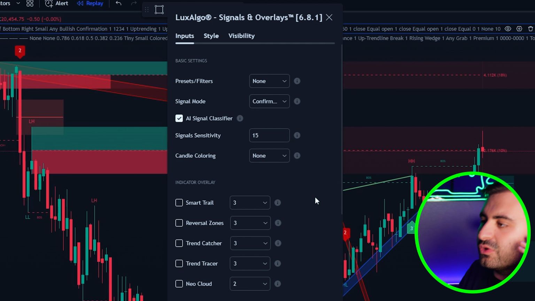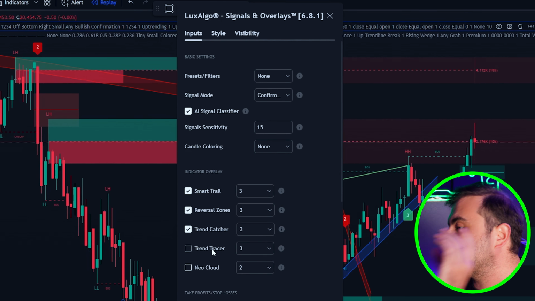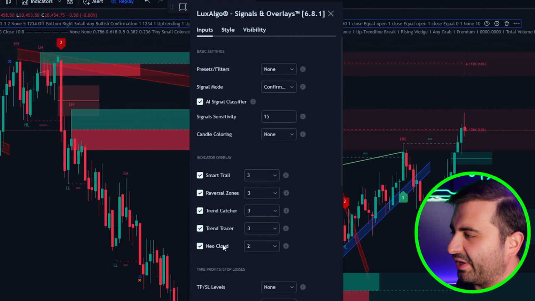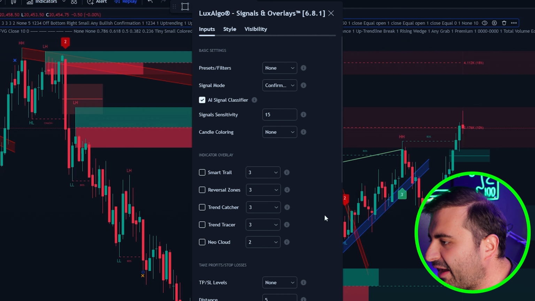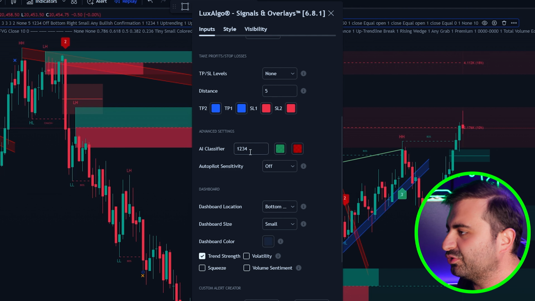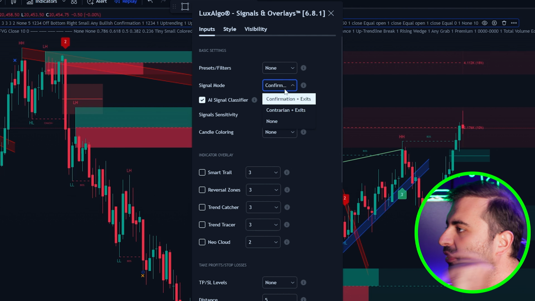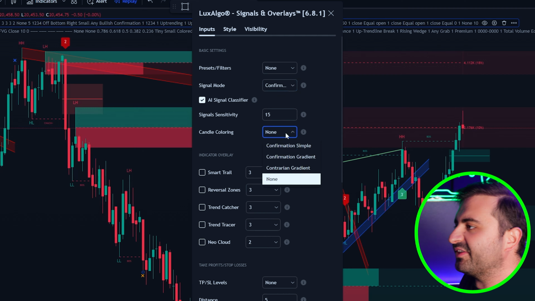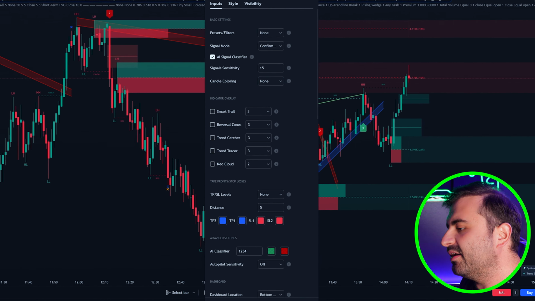You can enable Smart Trail, Reversals, Trend Catcher, Trend Tracer, Neo Cloud if you want, but for the purpose of this video we will not use any of them. We will only be using the AI Signal Classifier on 1, 2, 3, 4, and that's everything you need. The signal mode is confirmation and exits. The candle coloring is none. If you're done with those settings, just hit the OK button.